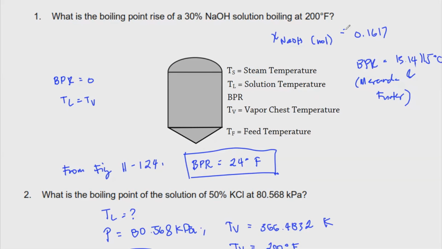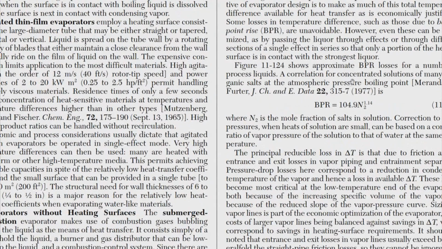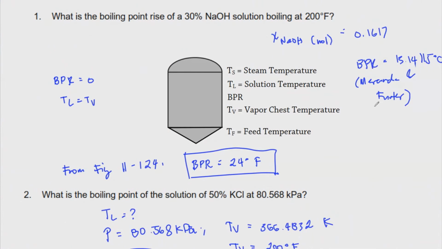So that's the correlation. Actually, it's not mentioned in the Perry's handbook what unit it is in, but it's in degrees Celsius. And if you would be converting that in terms of Fahrenheit, you just have to multiply by 1.8. So the BPR from that solution is actually equal to 23.6541, and that's a fairly close value.